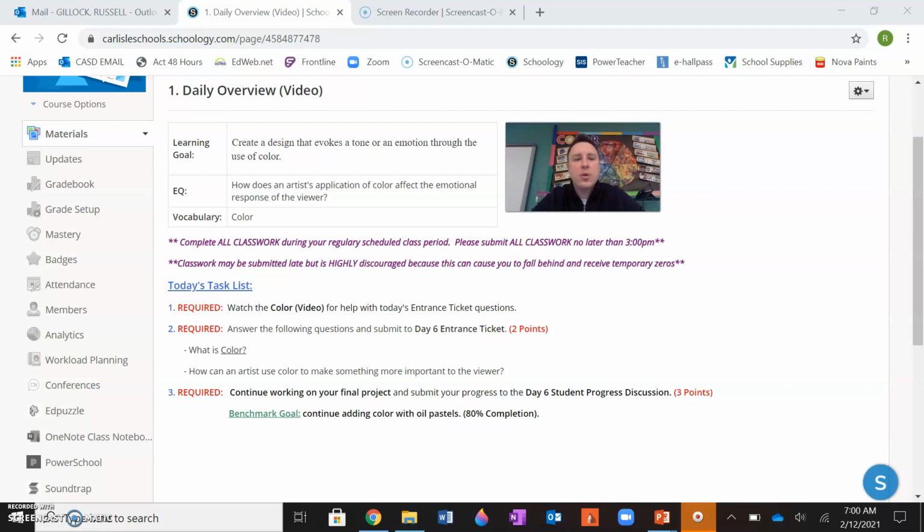So our central question is, how does an artist's application of color, how we apply the color to our paper, how does that affect the emotional response of the viewer? And the answer to that, as we've discussed over the last couple of days, is the color choice plays a factor in the color psychology. Red typically stands for anger or passion or love. The color blue can be for sadness, melancholy, even calmness and tranquility.